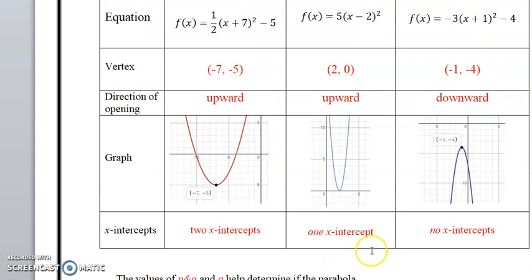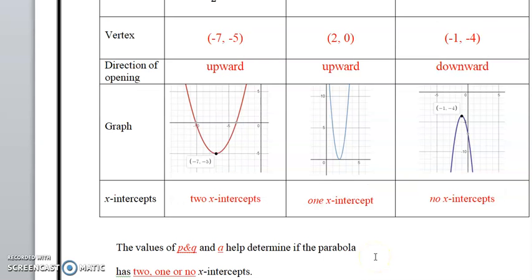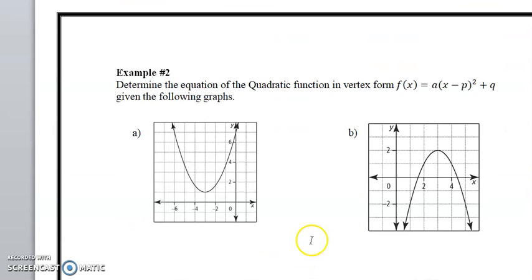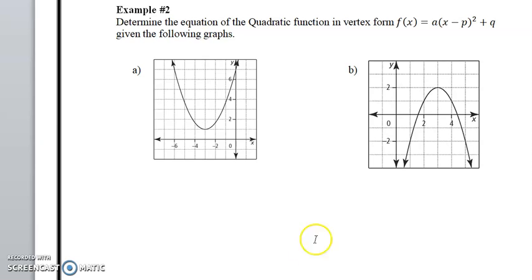Just taking a look at prediction. We're looking at a graph predicting how many intercepts it will have based on vertex and direction of opening. So your PQ, which is your vertex value, and your A value will help you determine it. So let's look at example 2. We have 2 equations here, and then they want us to determine the equation.